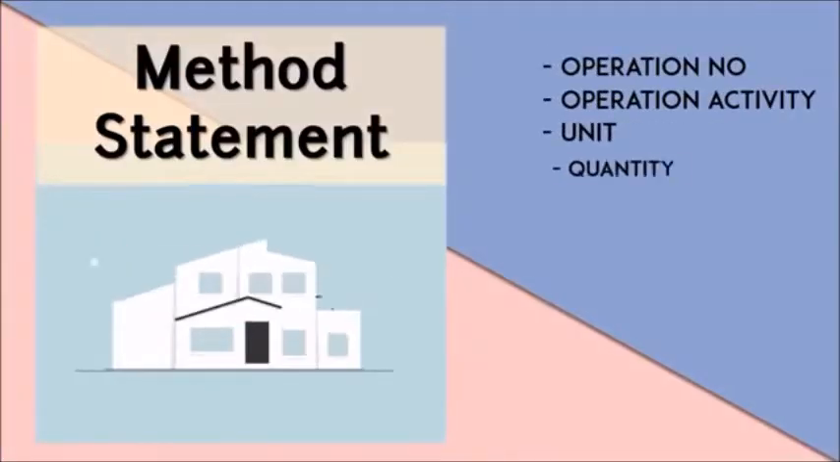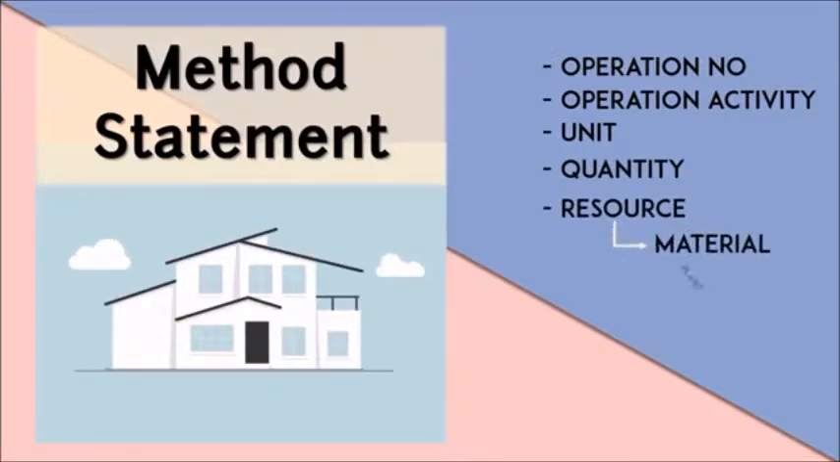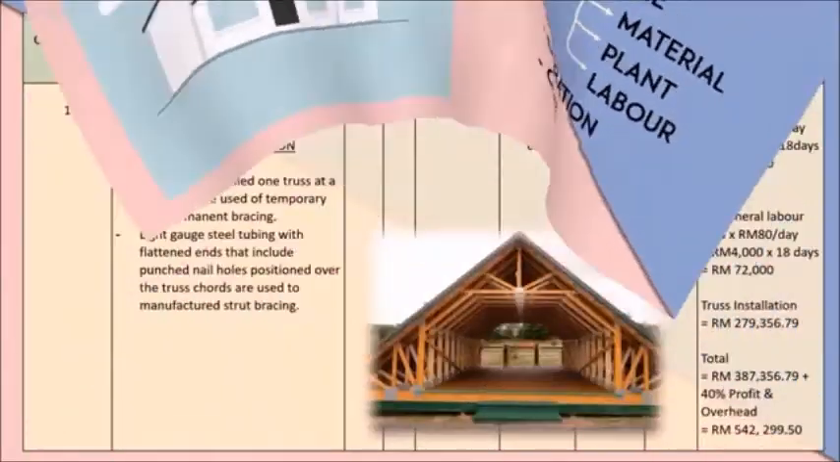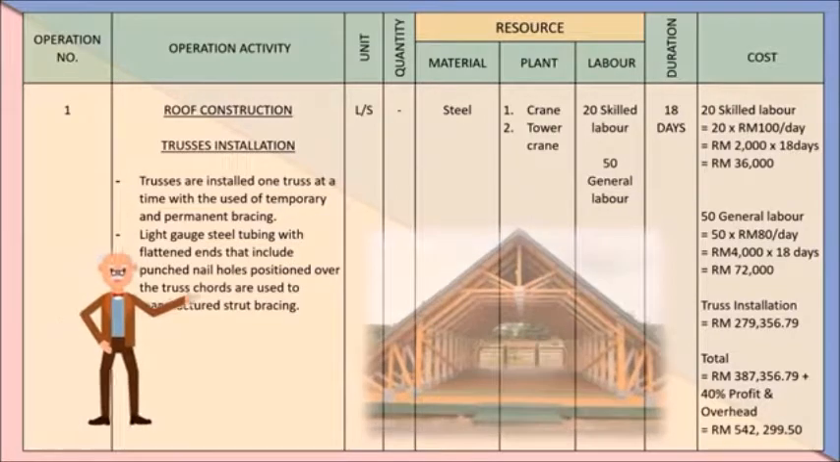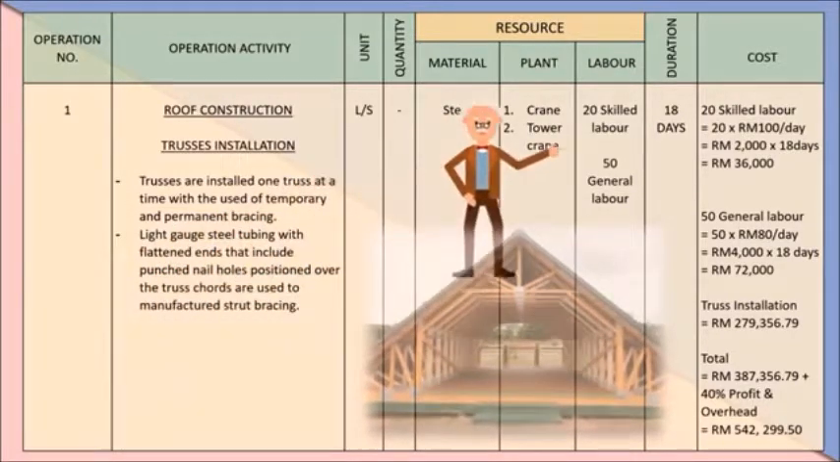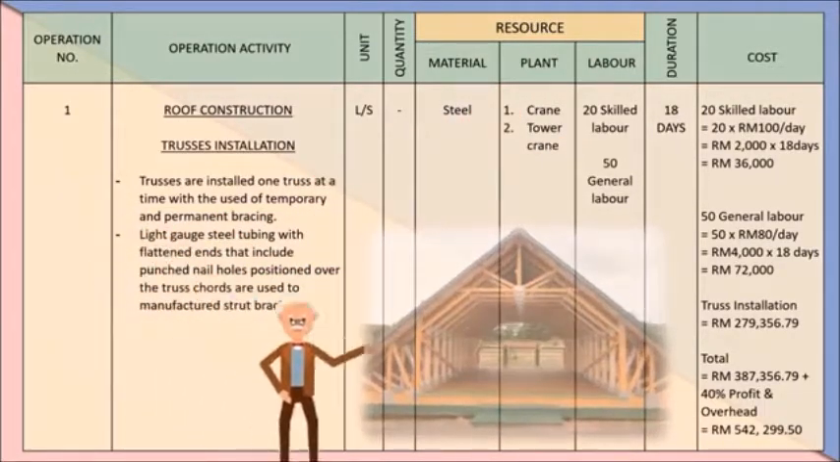Method statement. We have 5 operations to construct the long-span roof. The first one is truss installation. To complete this construction in 18 days, it needs 20 skilled labor and 50 general labor. This is the cost.